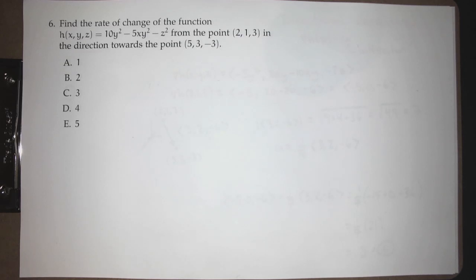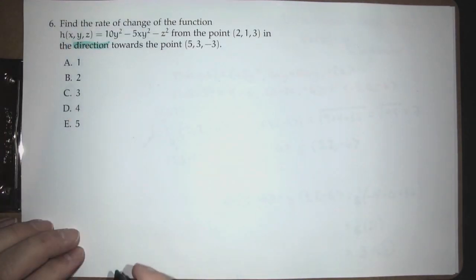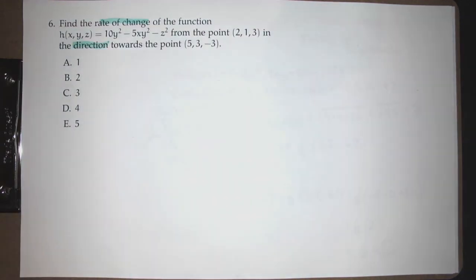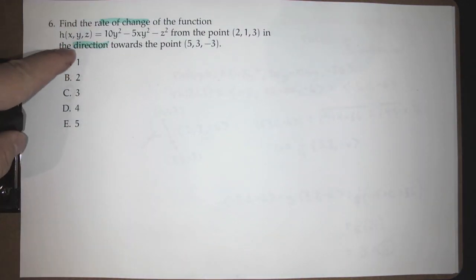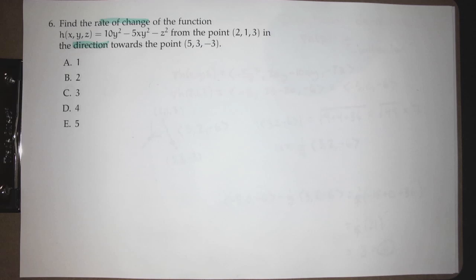Our last multiple choice. Find the rate of change of the function, and our function is 10y squared minus 5xy squared minus e squared, from the point 2, 1, 3 in the direction towards the point 5, 3, -3. Okay, so what kind of problem is this? How do we know? Directional derivative, correct. How do we know? What are some words that we see? Direction, and also rate of change. Rate of change means derivative, and direction means direction. So this is directional derivative.